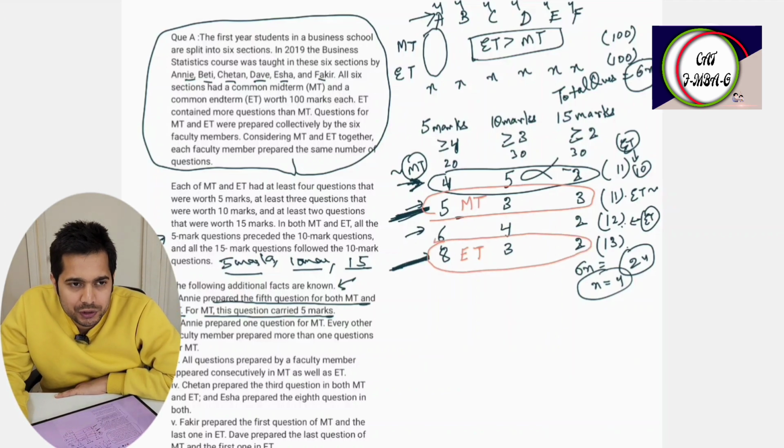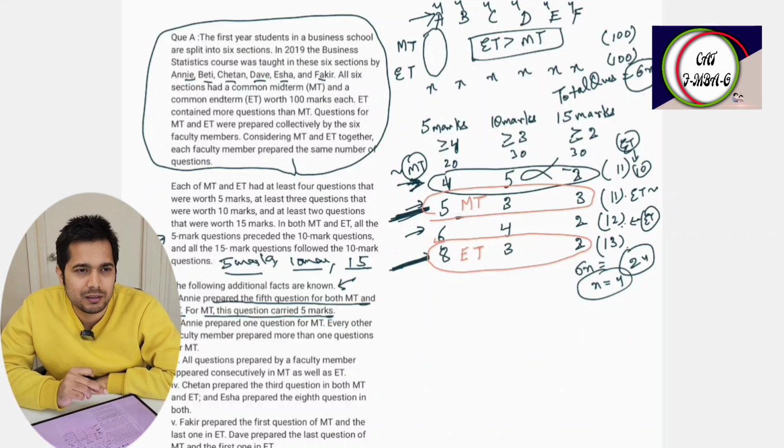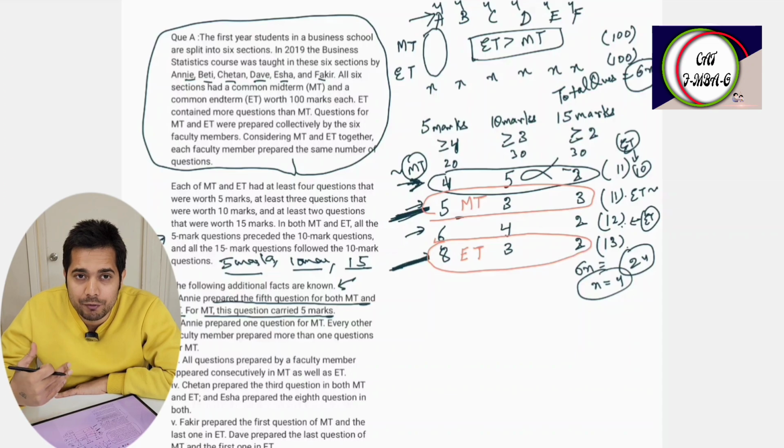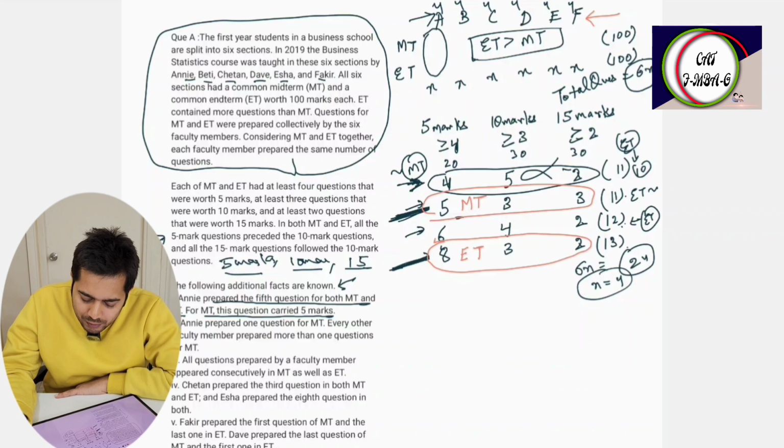So in these kinds of questions, generally try to take as much information as you can. Once you read the whole question, if you have just written what is given and you are not comprehending, then you will never be able to solve the question. You have to read between the lines, between the words. So till now, what we have figured out is that everyone will prepare 4 questions. Total number of questions will be 24.